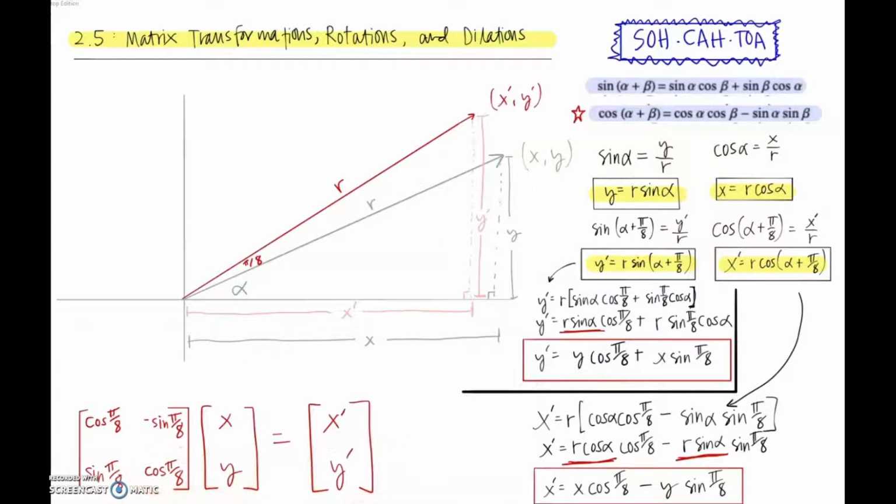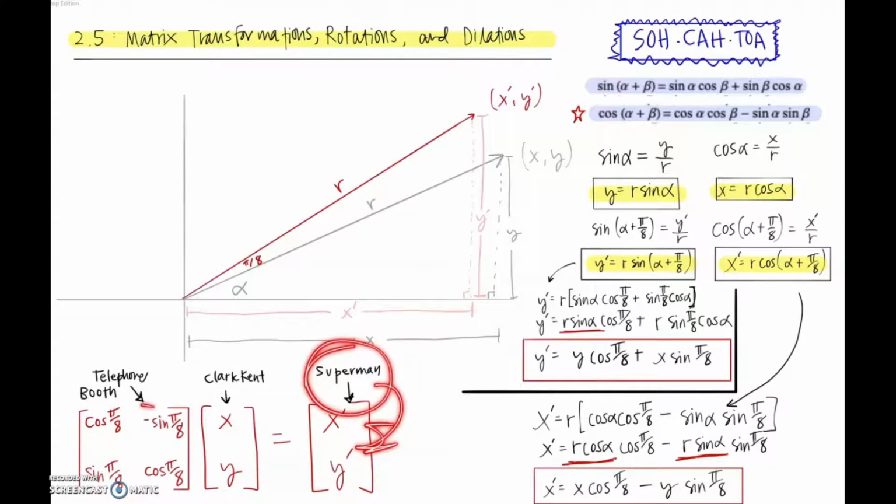I got it. So Clark Kent here goes into the telephone booth and comes out as Superman. This matrix is a transformation. It will take any vector and it'll rotate it through pi eighths and give you the coordinates of the new vector. So this is the tool that you needed when your boss came with 1,000 vectors and wanted you to rotate them pi eighths radians. You could say, give me 10,000. I've got this awesome tool that'll just spit out the numbers.